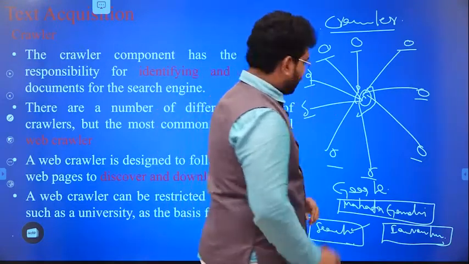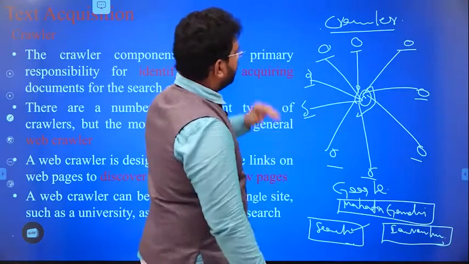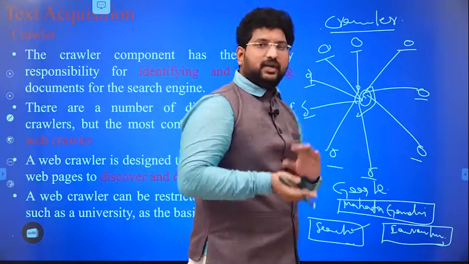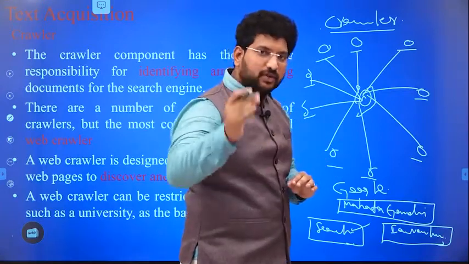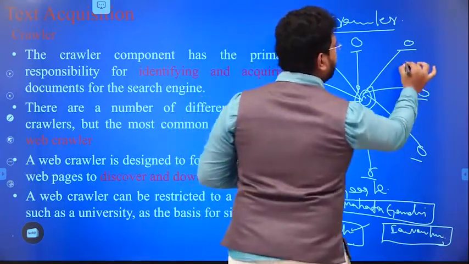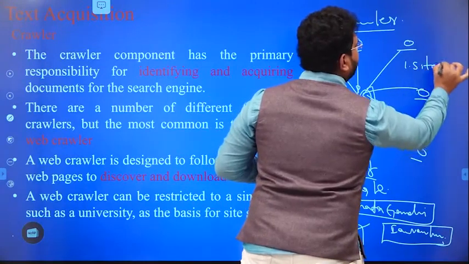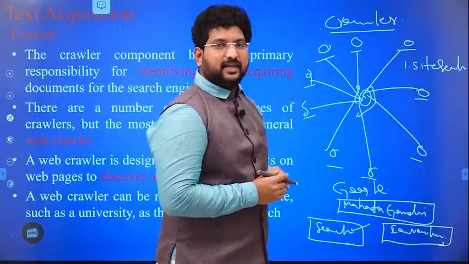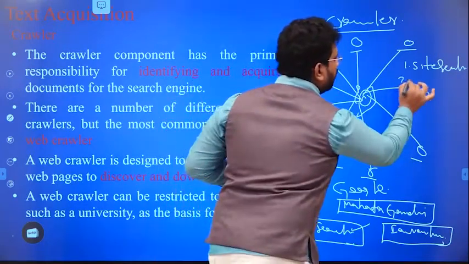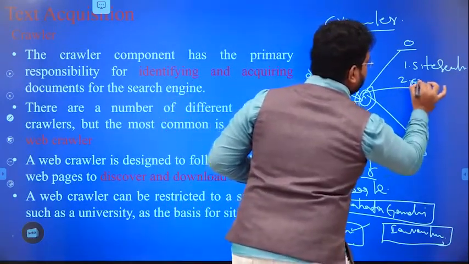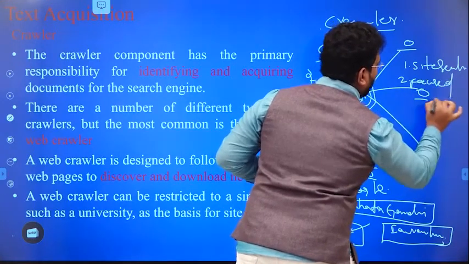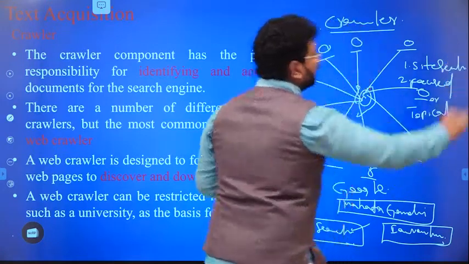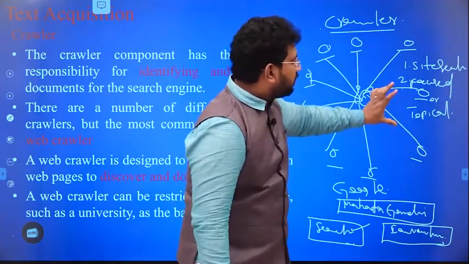Okay, good. Now, there are different types of crawlers. For example, if the crawler is to search only one particular site, we simply call it site search. The second one is focused or topical, which is about one particular topic.